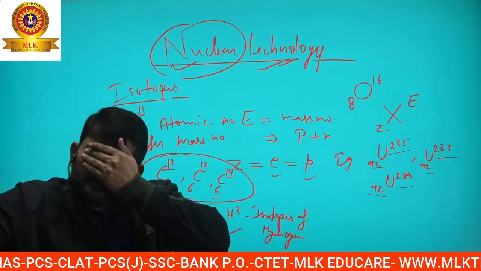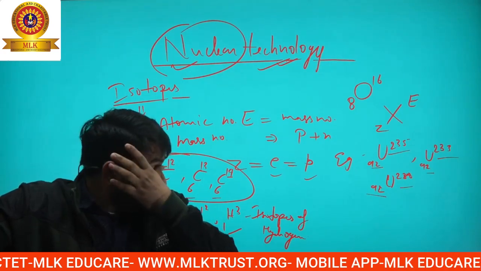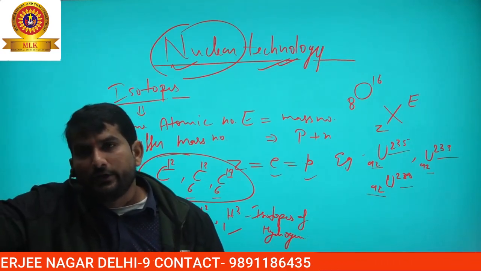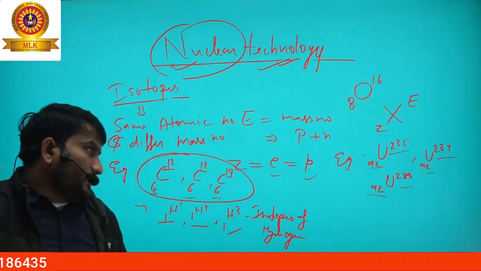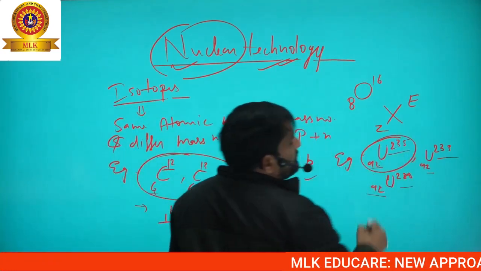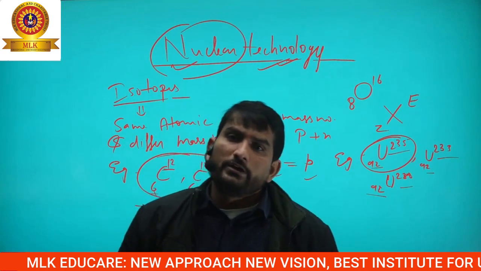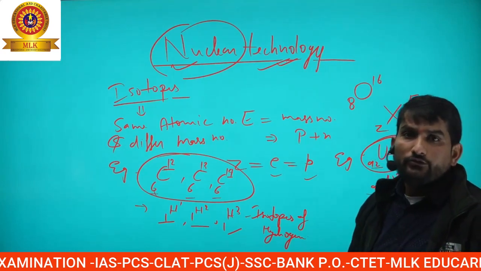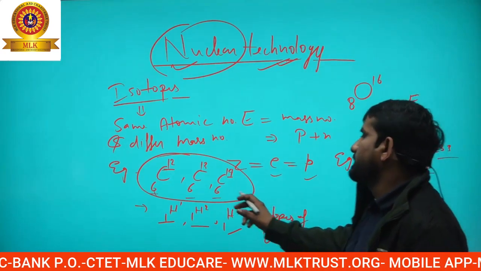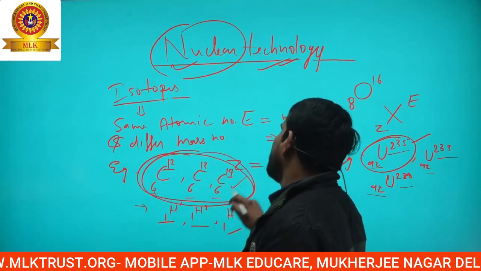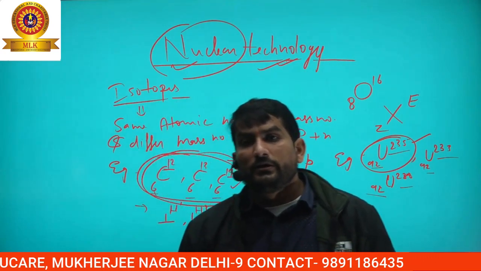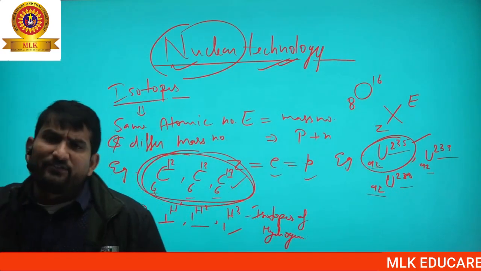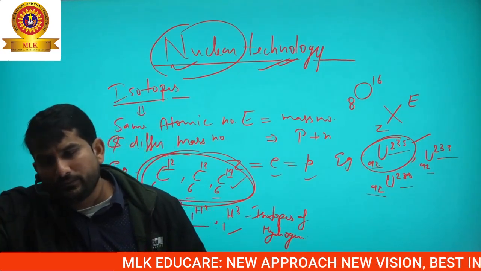Now, what are radioactive isotopes? Isotopes having the radioactive property are considered radioactive isotopes, like uranium 235. Uranium 235 is a radioactive isotope. In the case of carbon, carbon 14 is a radioactive isotope. So there are several examples of radioactive isotopes.